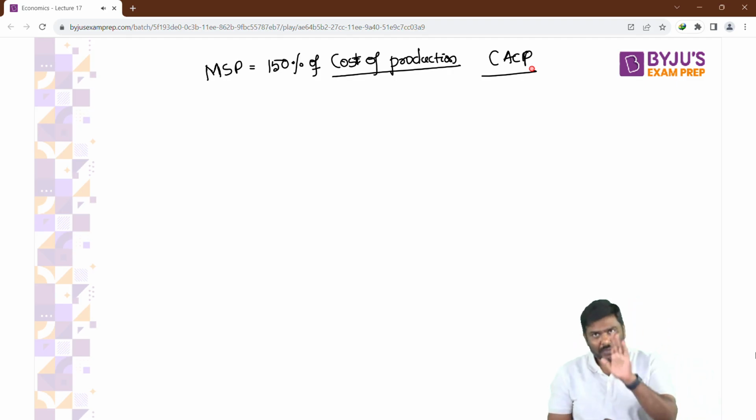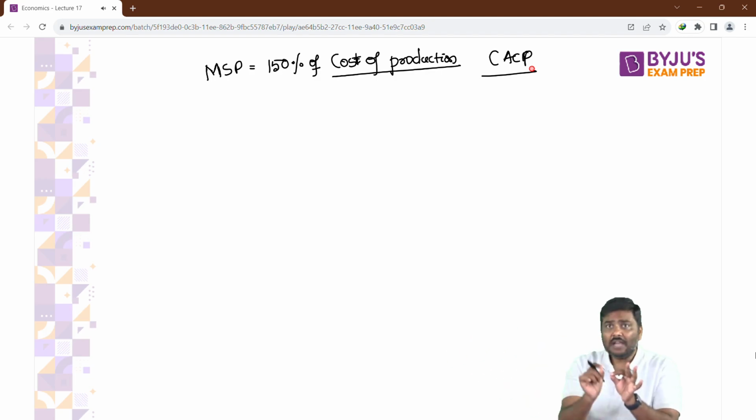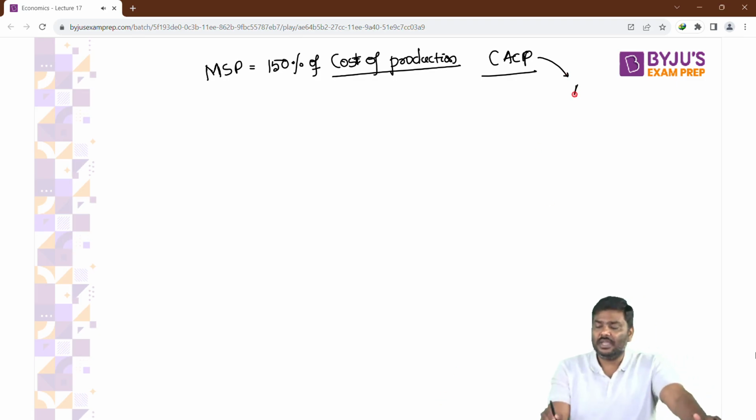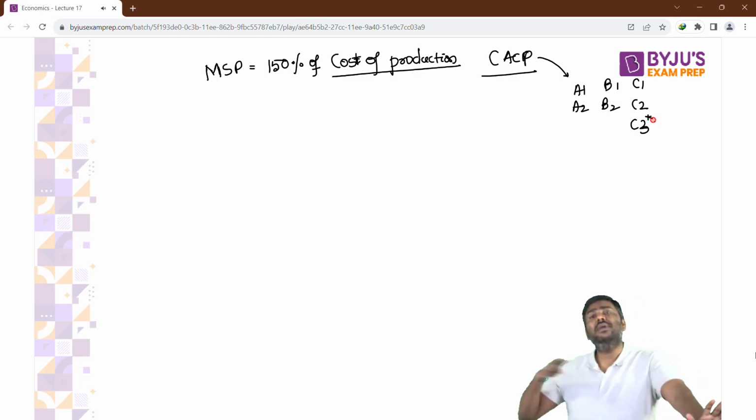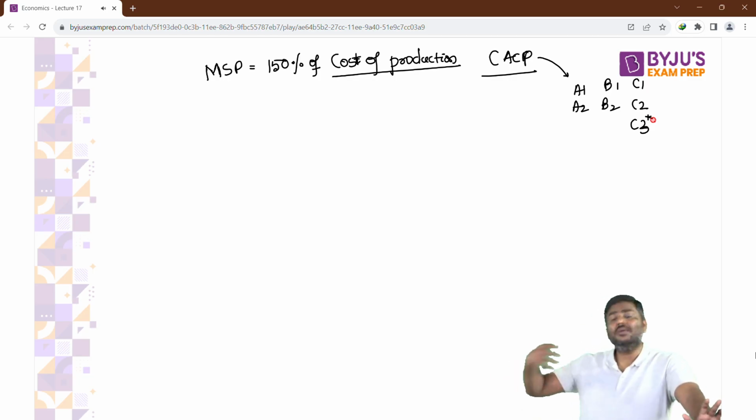And please understand this, I will slightly enter into optional level. There are different types of cost of production calculated by CACP. We have A1, A2, B1, B2, C1, C2, C2 star, etc. So I hope you understand there are multiple types of cost of production.